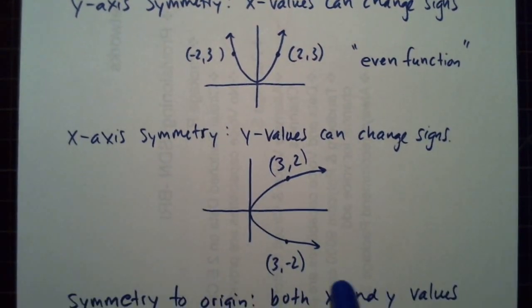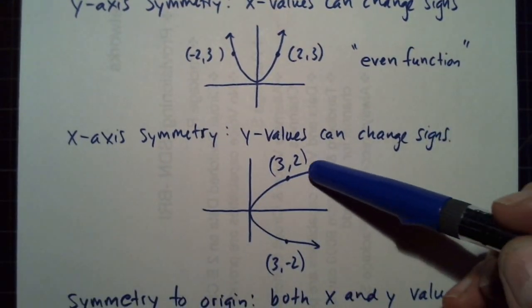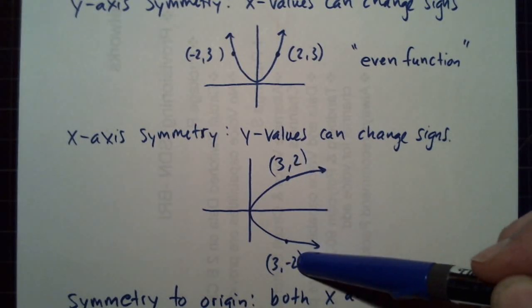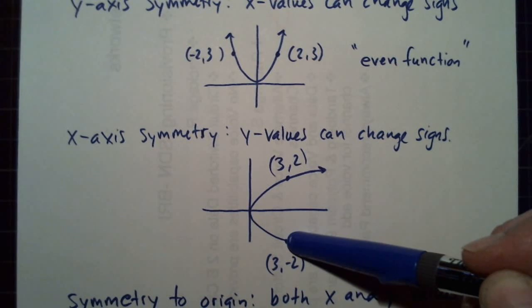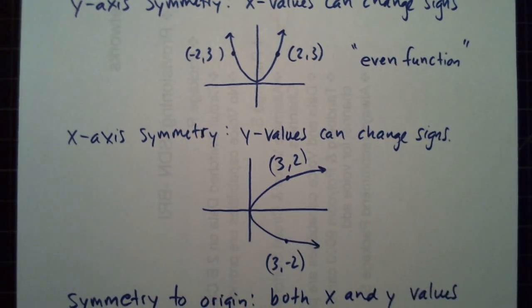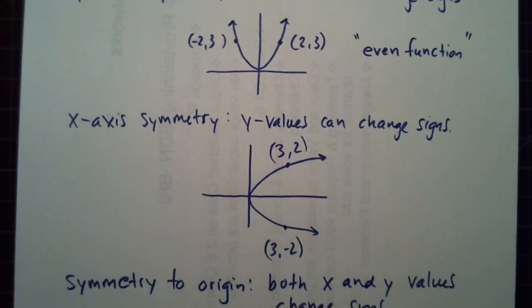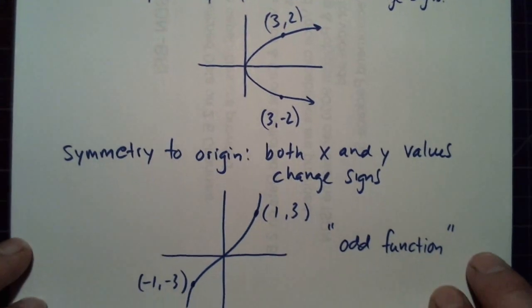X-axis symmetry would look like this, and here we can see that the y values change signs, and then those points will still be on the graph. This doesn't have a special name. It's not a function, so we don't have that special name.